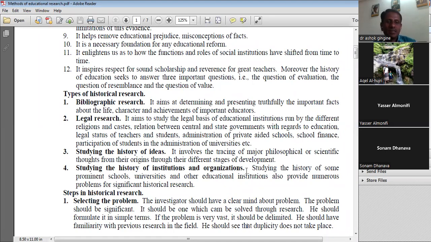And generally these are the five steps used in historical research methods. Types of historical research methods. Last time a question was asked: what is a research method? Explain the types of historical research methods and discuss the merits and demerits of historical research methods. That type of question was asked in the previous question.